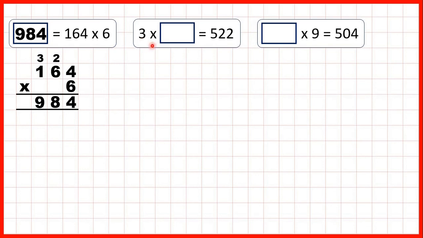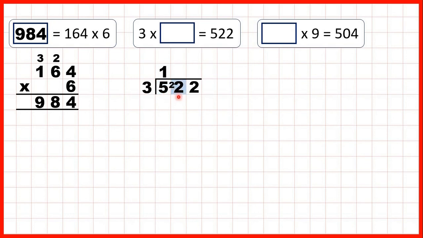Now we have 3 times something equals 522. So here we have a missing number multiplication. And whenever we have a number missing in a multiplication question, we can always use division to find our missing number. So we need to divide 522 by 3. First, 5 divided by 3 is 1 remainder 2. That's because 1 times 3 is 3, and then we need 2 more to get to 5.